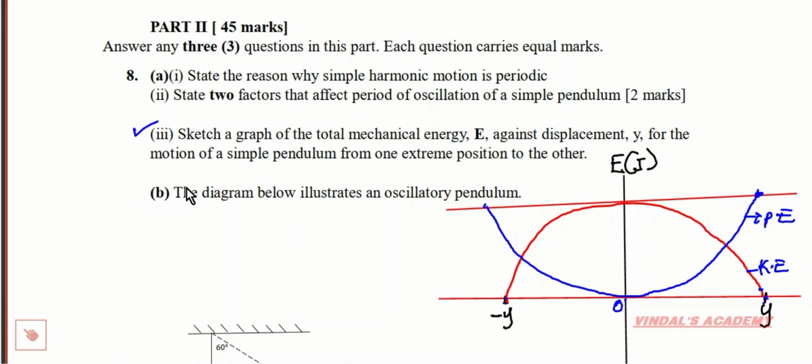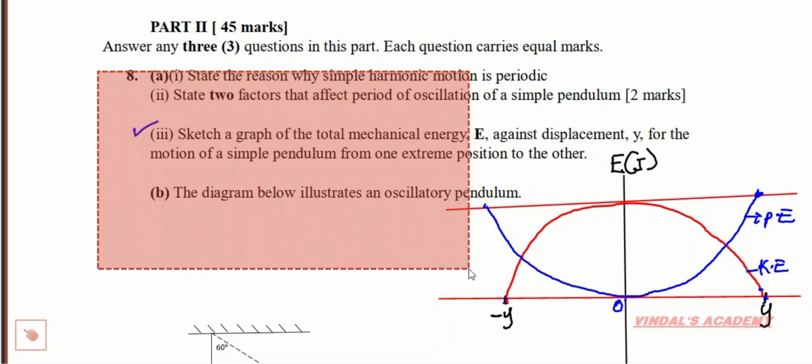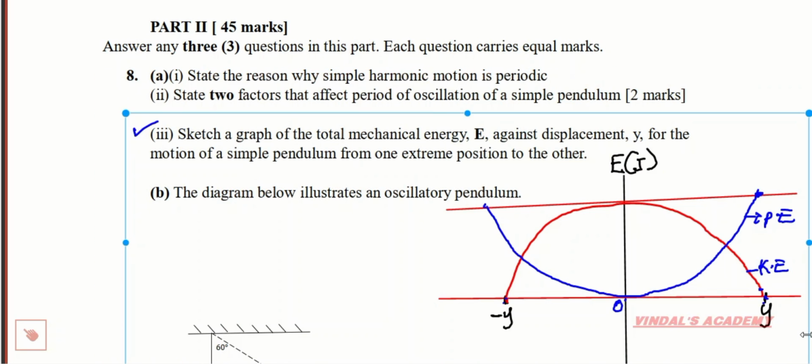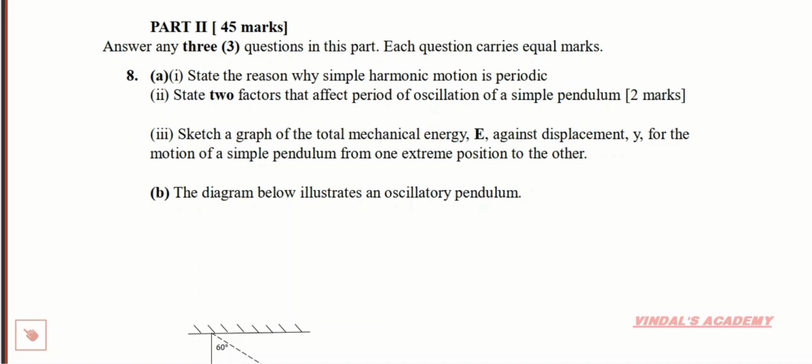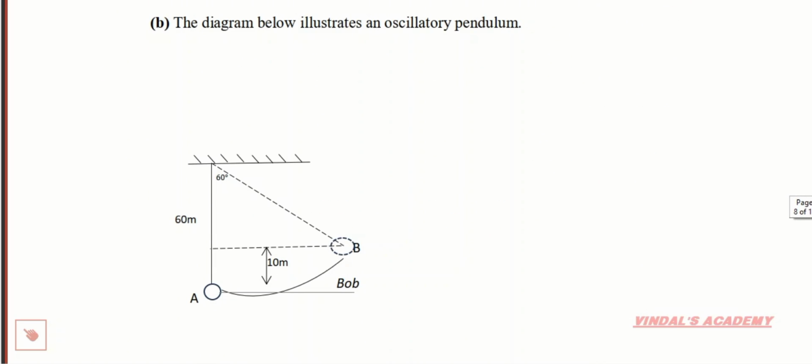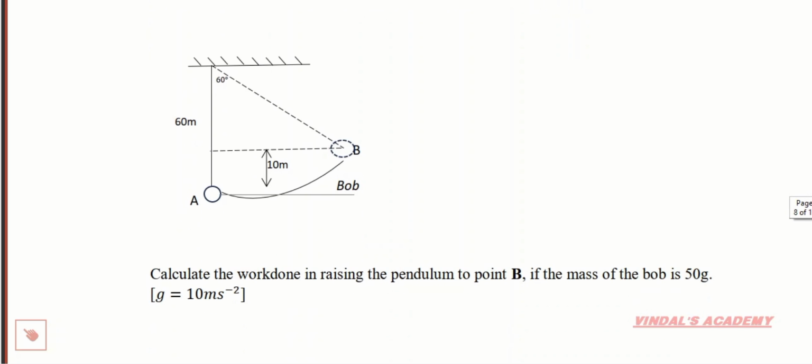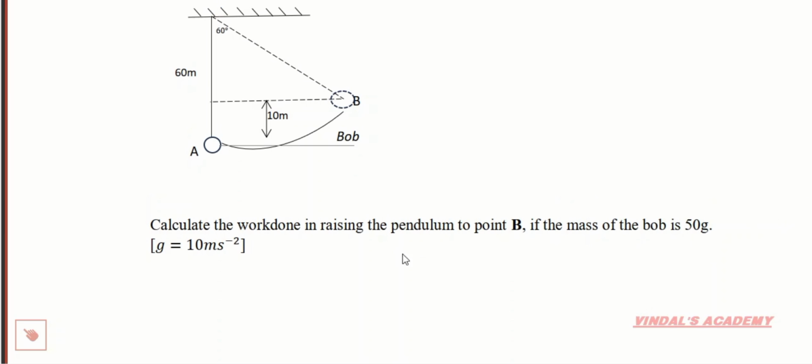Let's go to the next one, number 8b. In this 8b, they said the diagram below illustrates an oscillation for a simple pendulum. From this diagram, I should calculate the work done in raising the pendulum to point B if the mass of the bulb is 50 grams. Based on what I have done, this is the origin.